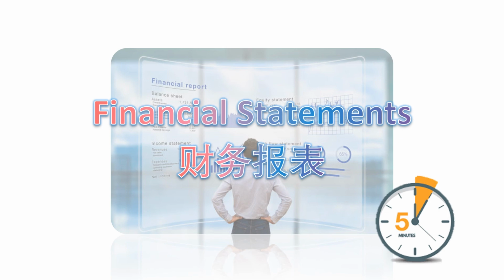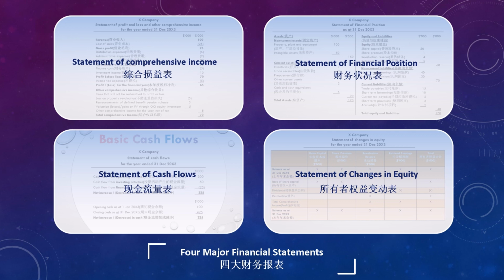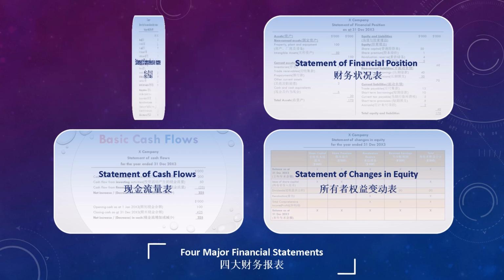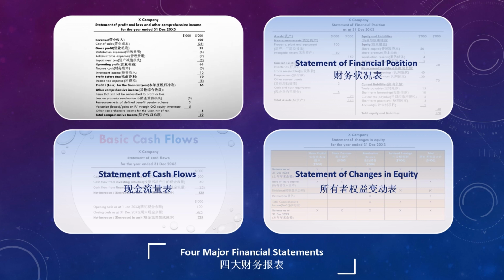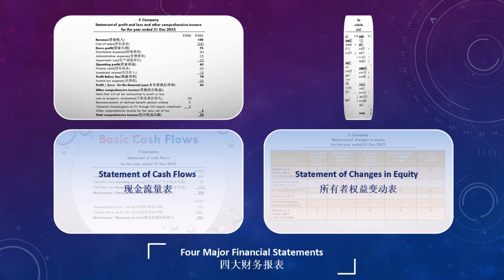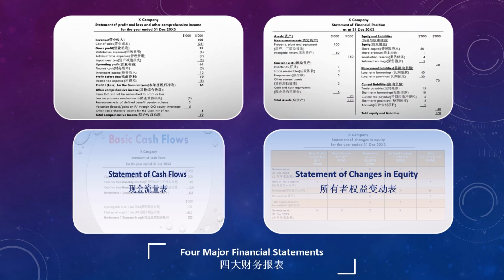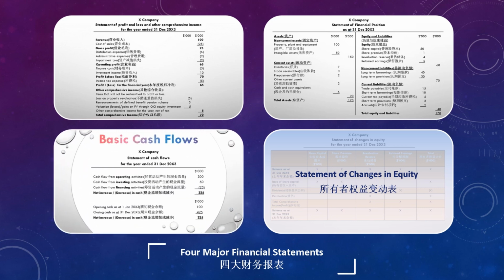Understanding financial statements in 5 minutes. There are 4 major financial statements in accounting. First, statement of comprehensive income. Second, statement of financial position. Third, statement of cash flows. Lastly, statement of changes in equity.